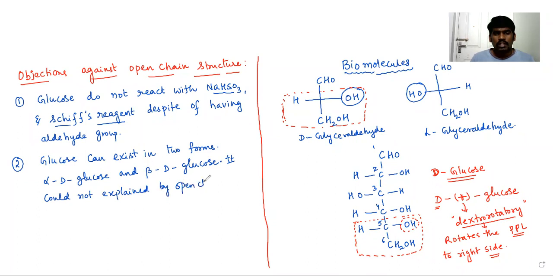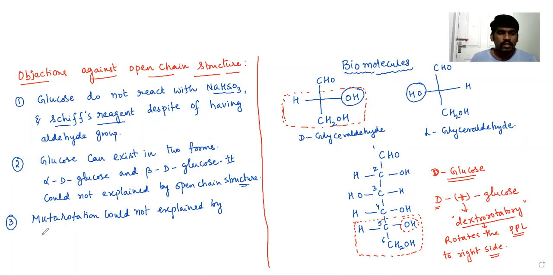The existence of alpha and beta D glucoses could not be explained by the open chain structure. This is the second objection, or second drawback, right? And the third one is mutarotation. Mutarotation could not be explained by the open chain structure. I'll explain all of these points, don't worry.